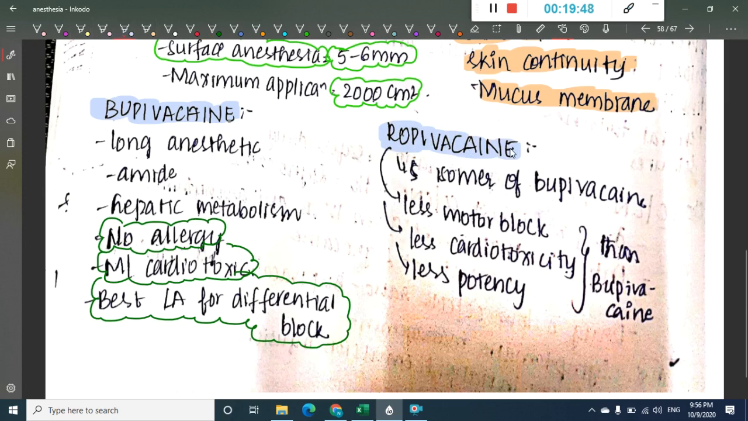Then we have ropivacaine. Ropivacaine is an S isomer of bupivacaine. So it has less motor block, less cardiotoxicity and less potency when compared to bupivacaine.